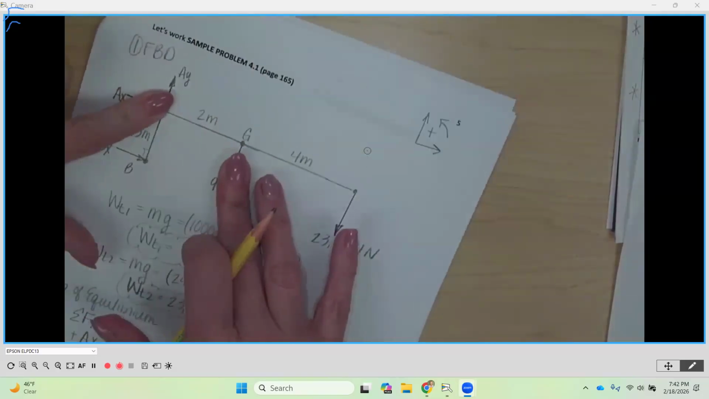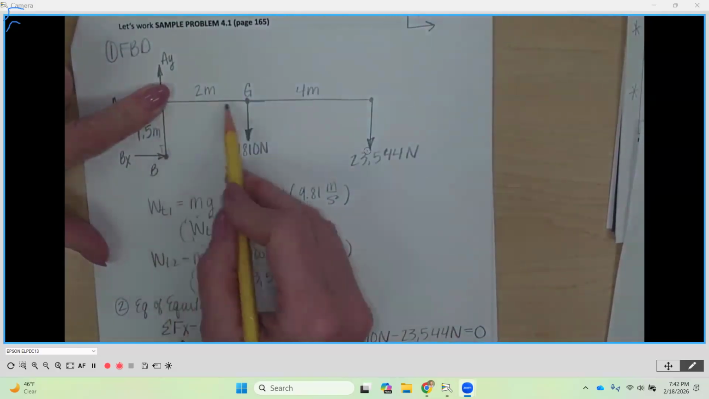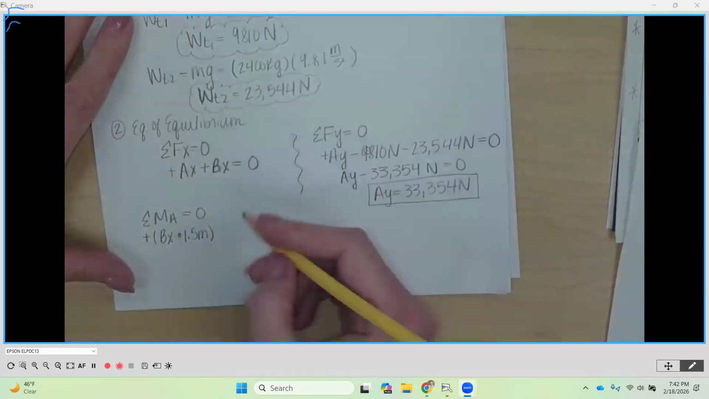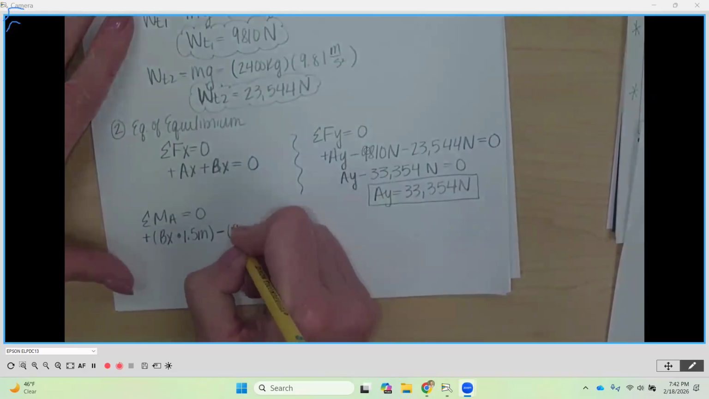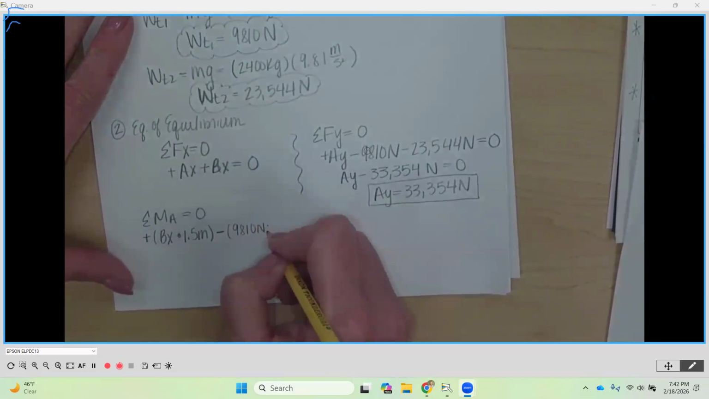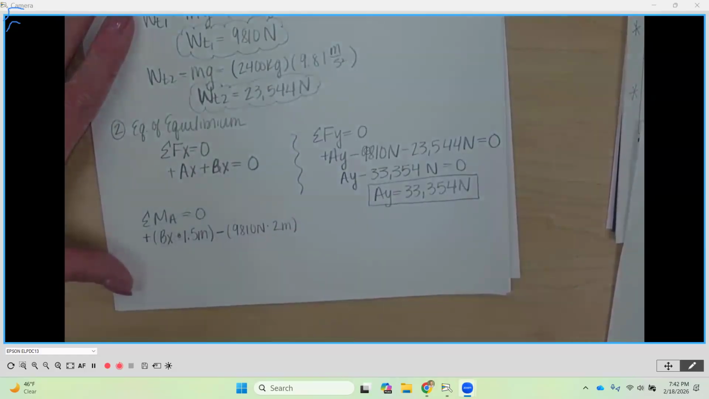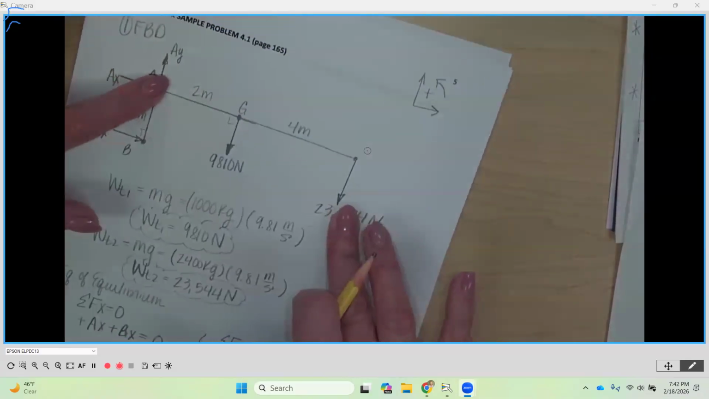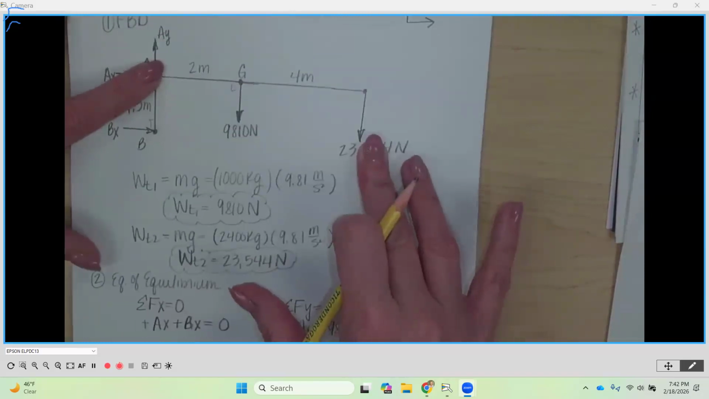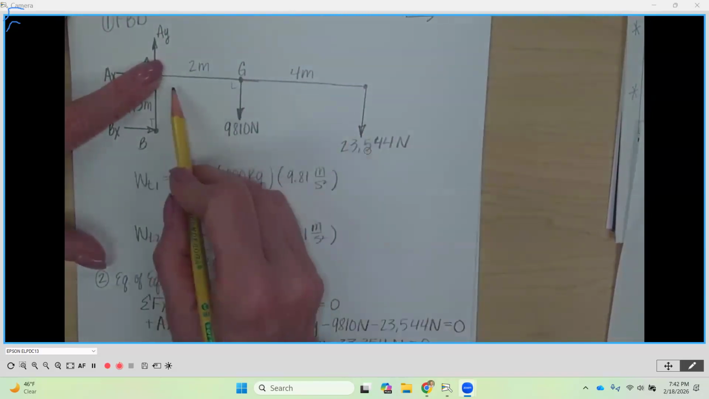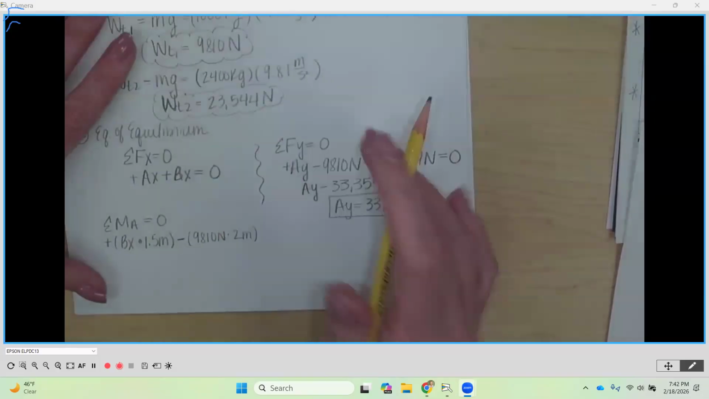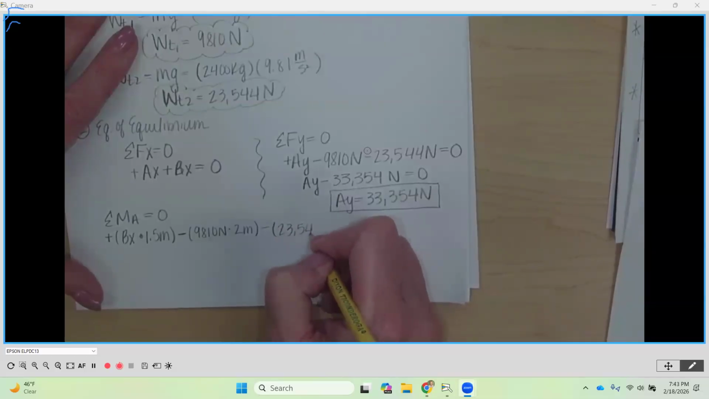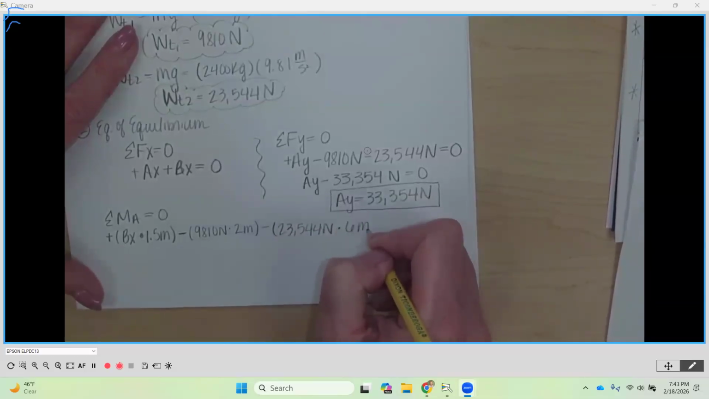Then my next force is going to be the 9,810 newtons times perpendicular distance, 2 meters. And that is going to go in a clockwise direction. So that'll be a minus out front. And I've got 9,810 newtons times 2 meters. Make sure you put your units in. And then, one more, 23,544 also causes rotation going clockwise times perpendicular distance is 6 meters. So minus 23,544 newtons times 6 meters.